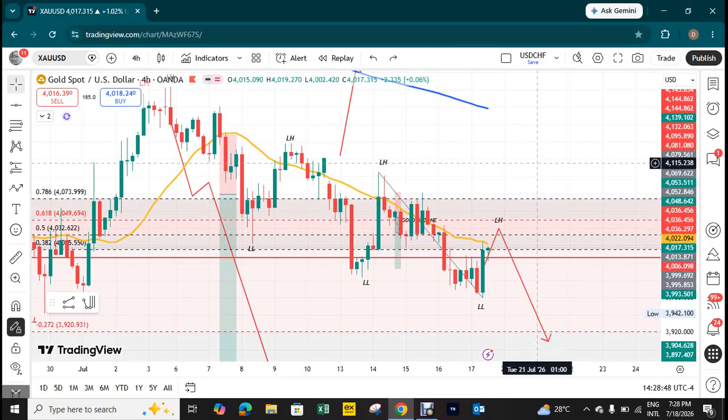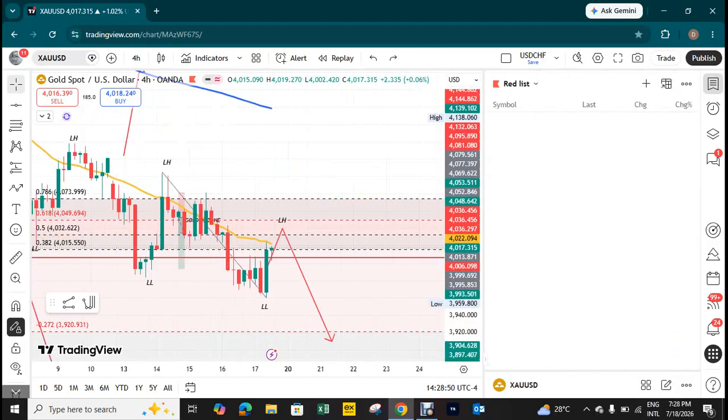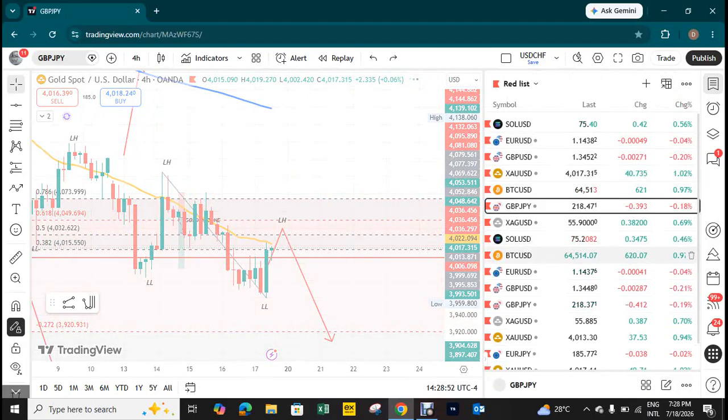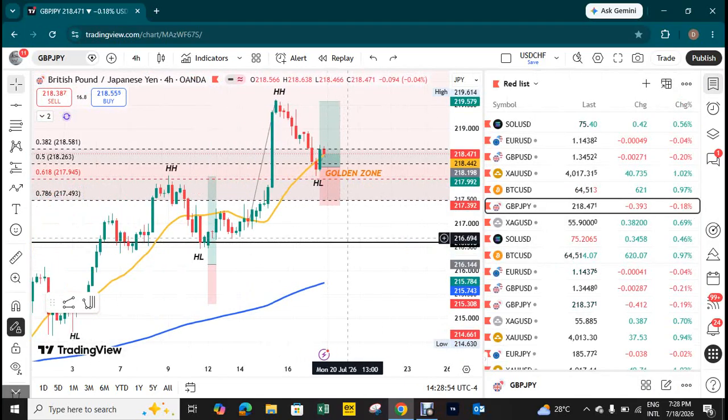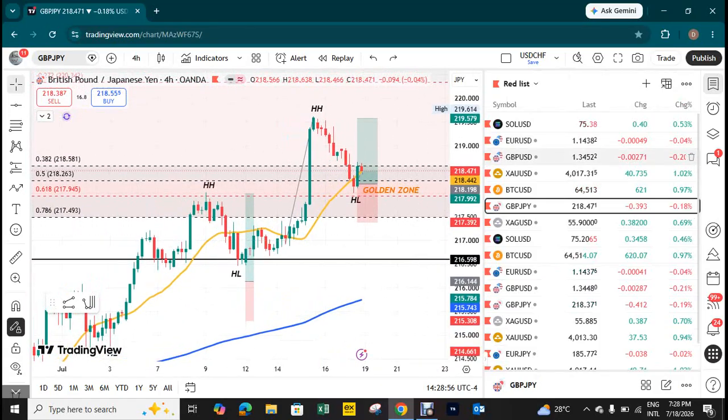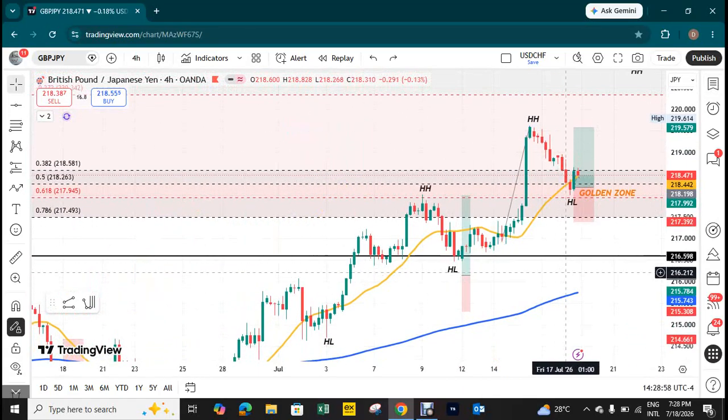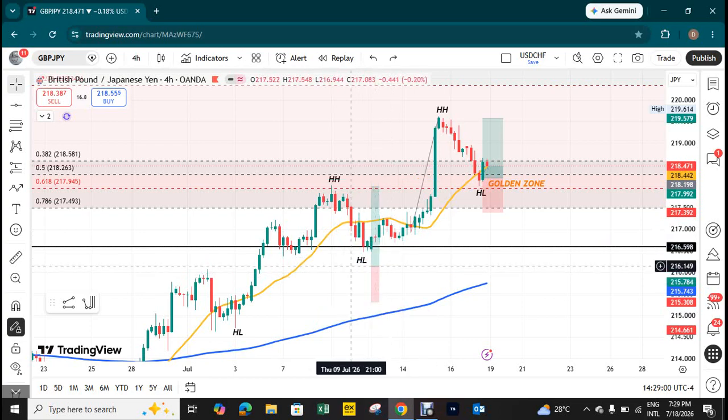Okay, now we're going to go into GBPJPY. GBPJPY, what do we see? This is the setup which I gave last week, which I said we'd be taking an entry towards the upside, at this level here.